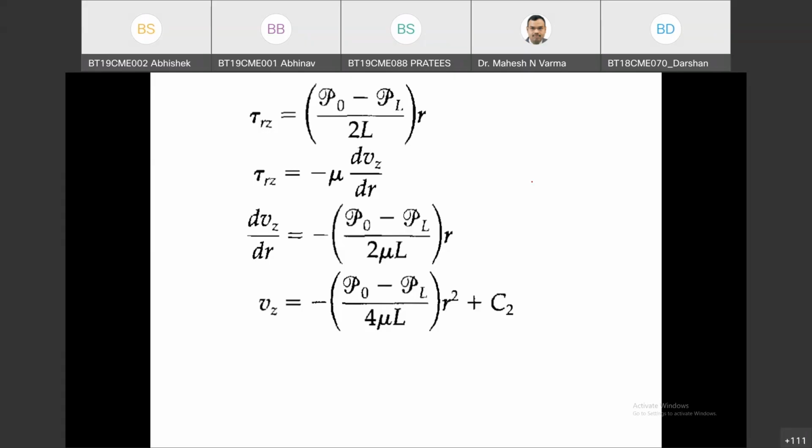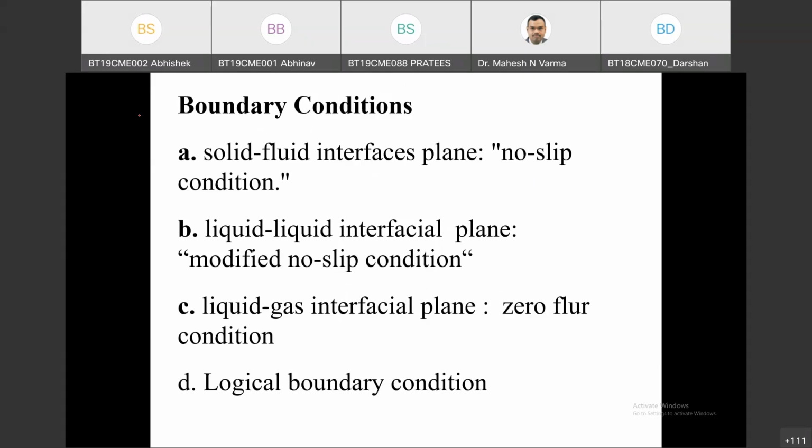Very good. So out of these four types of boundary conditions in momentum transfer, this is the boundary condition available. So A type, solid-fluid interface, no slip boundary condition.